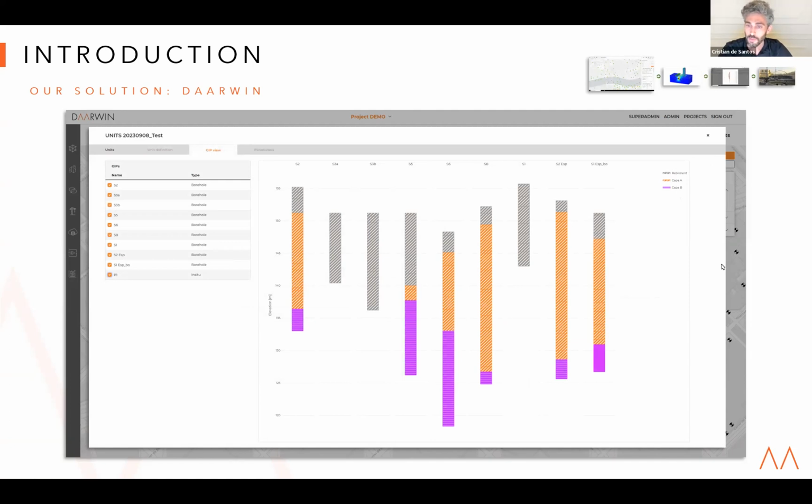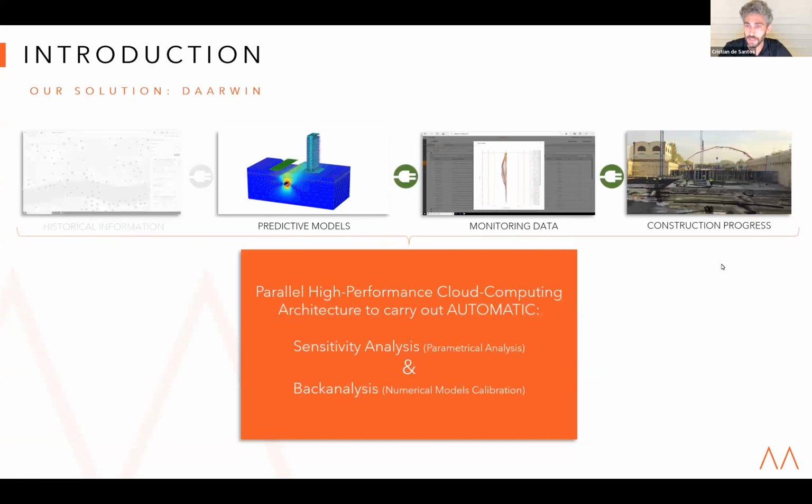But what really makes our software different is the capability to connect numerical models with monitoring data to calibrate those models in real time to make better predictions. And this methodology was mainly my PhD, where we integrated and created some new genetic algorithms to increase the speed and the robustness of calibrating numerical models.